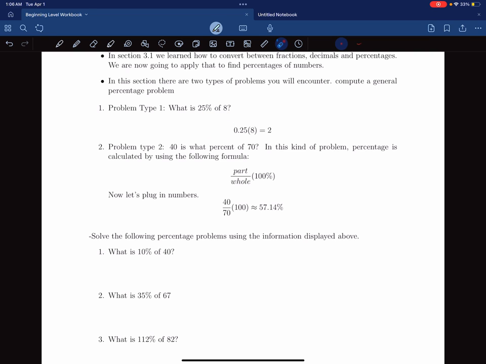And to find that out, you simply take this 25%, convert it into a decimal, and then you multiply that decimal by 8, which will get you 2.